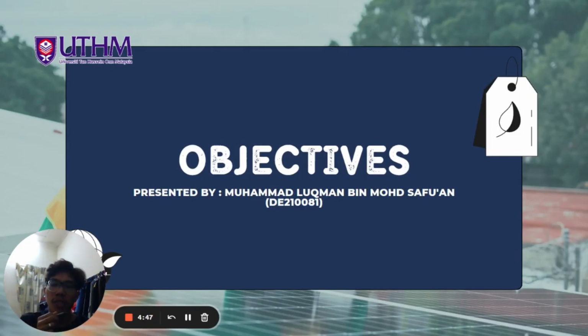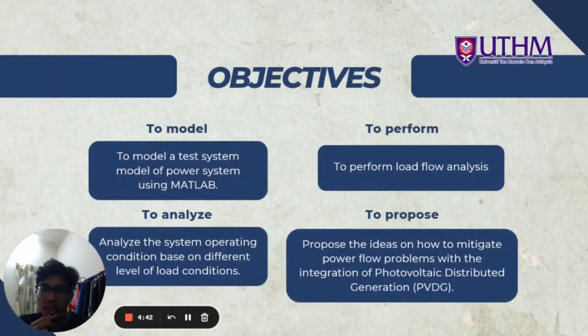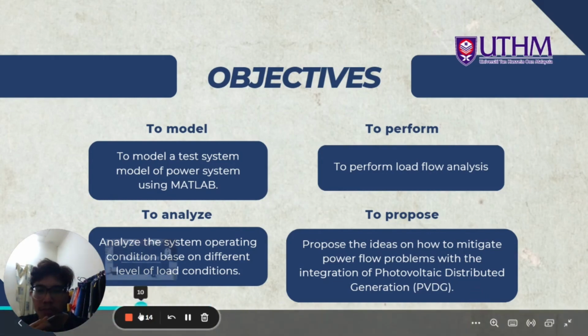Okay, for now I will present my part, which is the objective. As you can see here, we have 4 objectives in this project. The first one is to model a test system model of power system using MATLAB. The second one, to perform load flow analysis. The third one is to analyze the system operating condition based on different level of load conditions. And the last one is to propose ideas on how to mitigate power flow problems with the integration of photovoltaic distributed generation, PVDG.